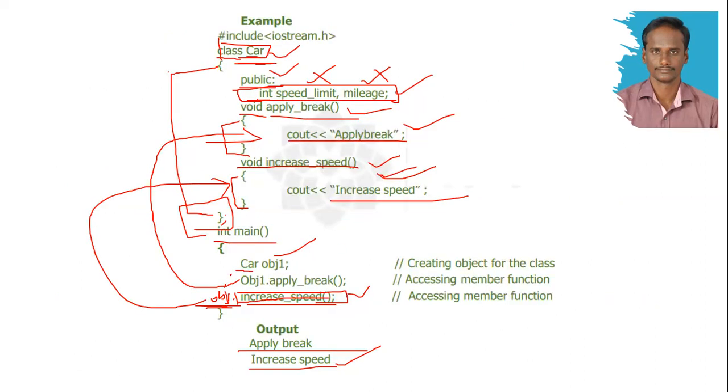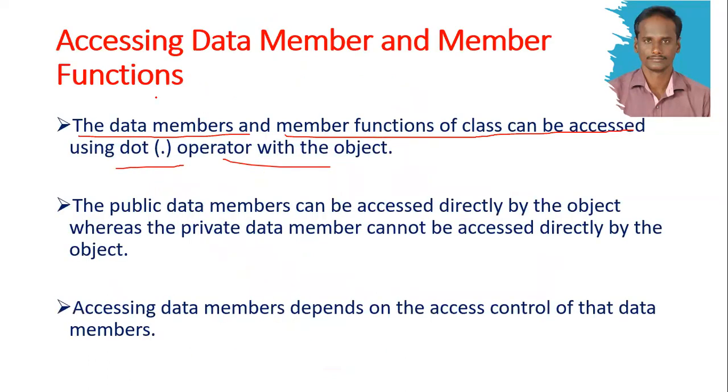You just see this statement. Object, what is object? object1 dot, object1 dot, which I said in the first point. Whether it is a data member or a member function of the class, it can be accessed using the dot operator with the object. The public data members can be accessed directly by the object, whereas the private data members cannot be accessed directly by the object. We will discuss this when we talk about access specifiers.